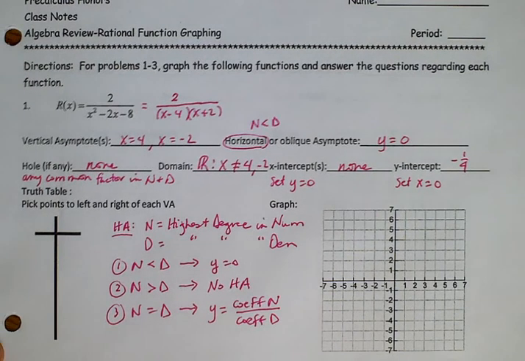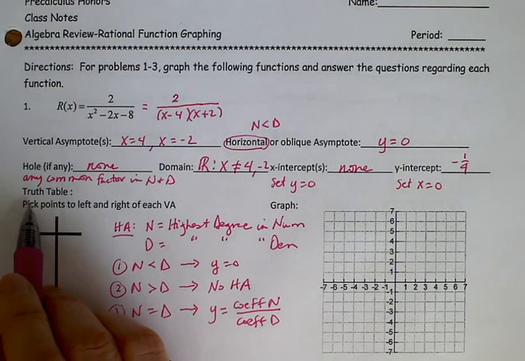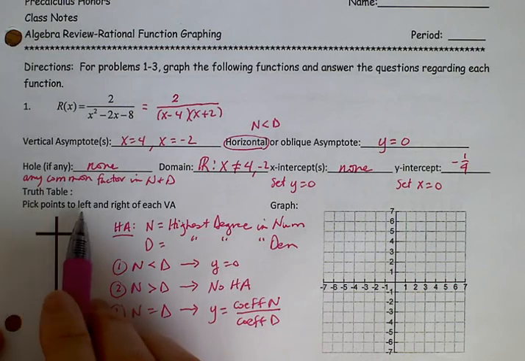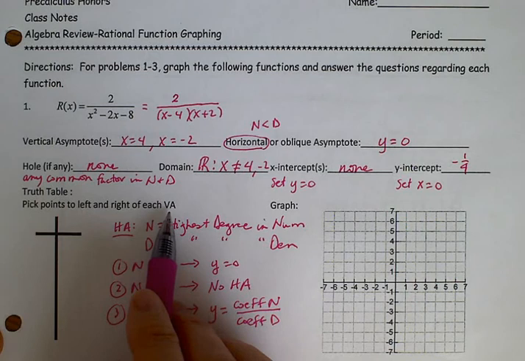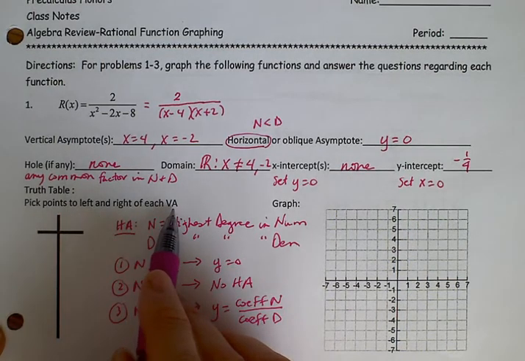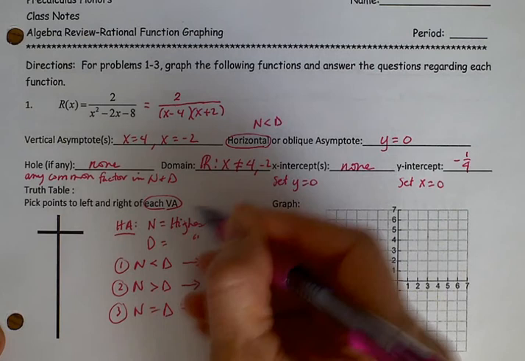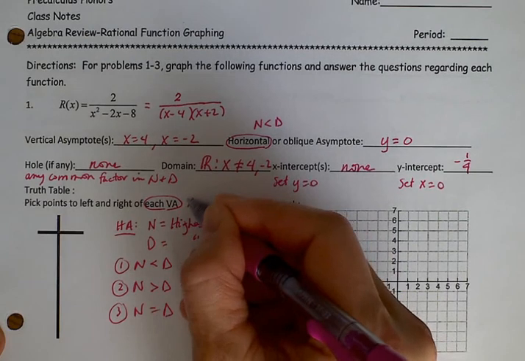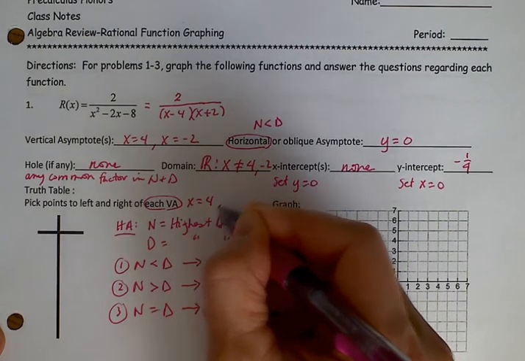Okay, the next thing I want to do is to fill in this truth table. So this is going to help me to figure out whether the vertical asymptote, since I have 2 of them, is going to be going to infinity or negative infinity. All right, so pick points to the left and the right of each vertical asymptote. And so we know we have 2 vertical asymptotes. One is at 4 and the other one is at negative 2.